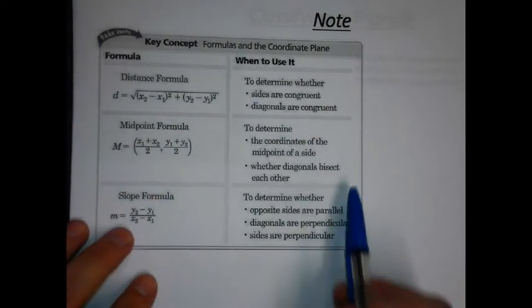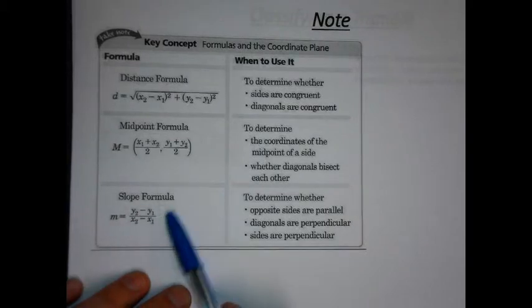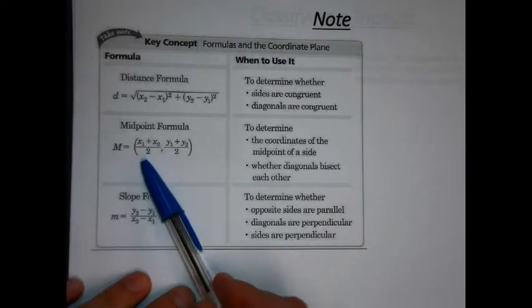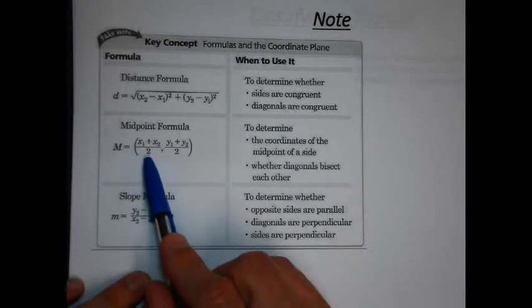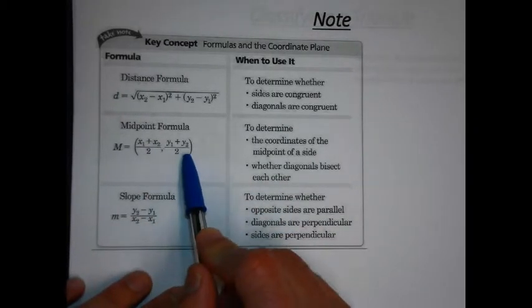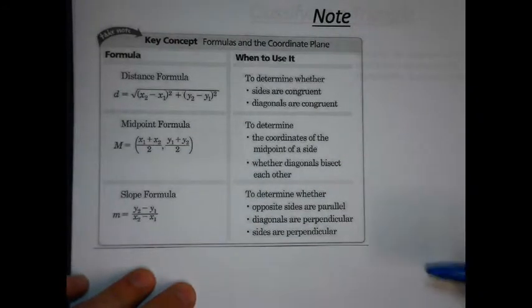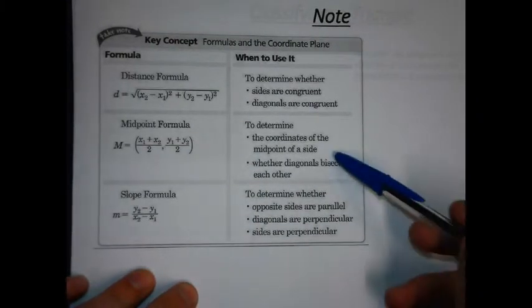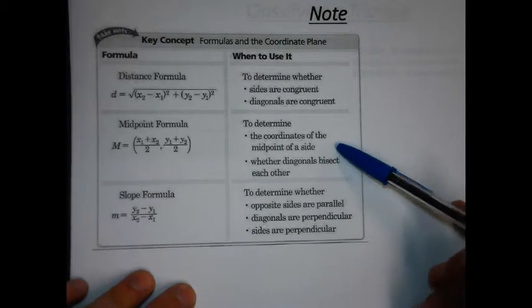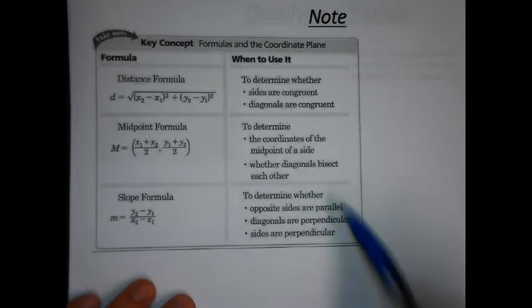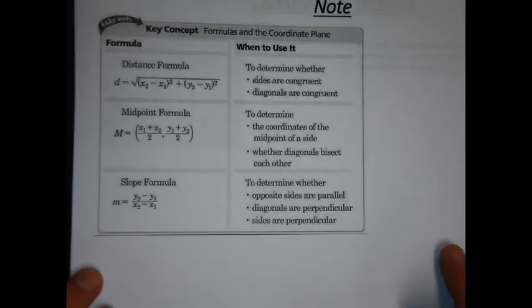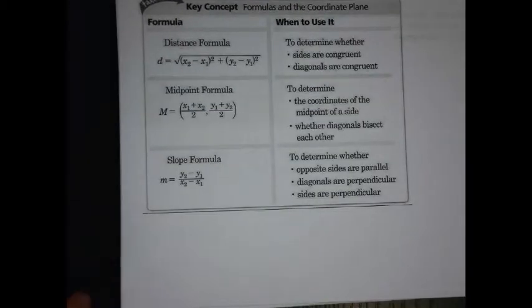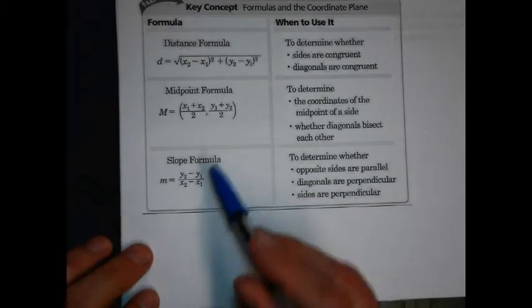We also have the midpoint formula. Again, you can memorize this stuff if you want. Midpoint is x1 plus x2, nope, it's the average x coordinate and the average y coordinate. That's your midpoint formula. And what will we be using that for? To determine the midpoints of a side and to determine where stuff bisects, because the bisector is the middle point, right? Midpoint. And then lastly, the slope formula: y2 minus y1 over x2 minus x1. Rise over run. Change in y over the change in x.